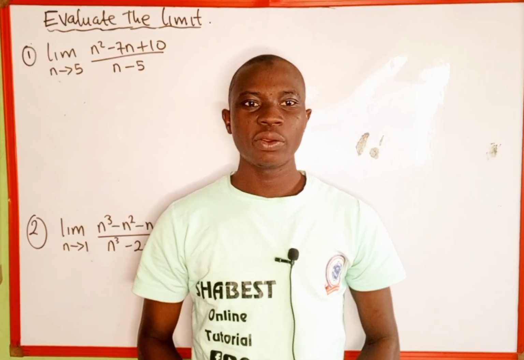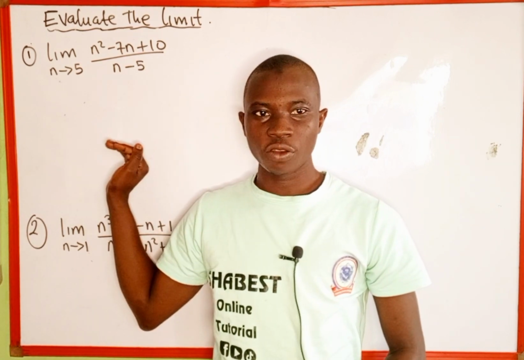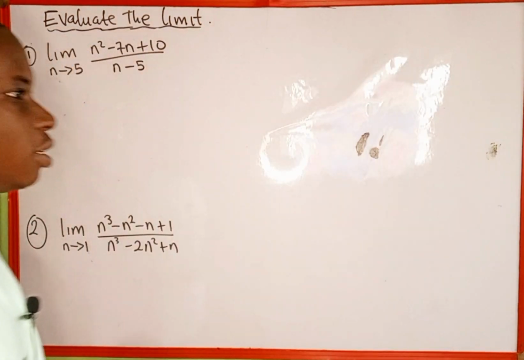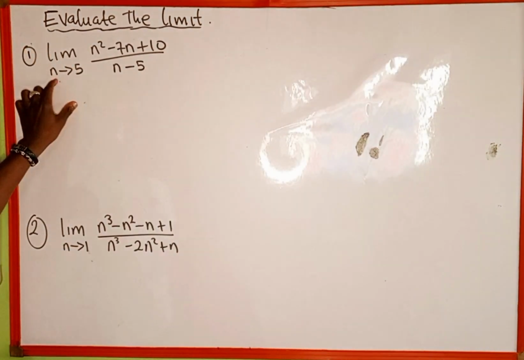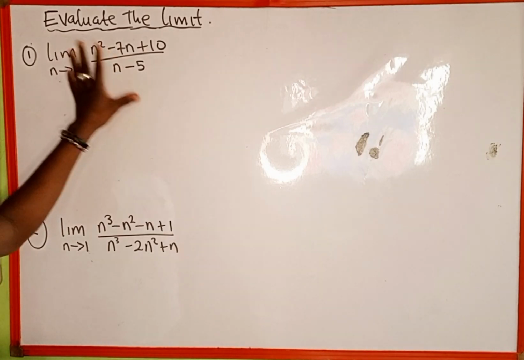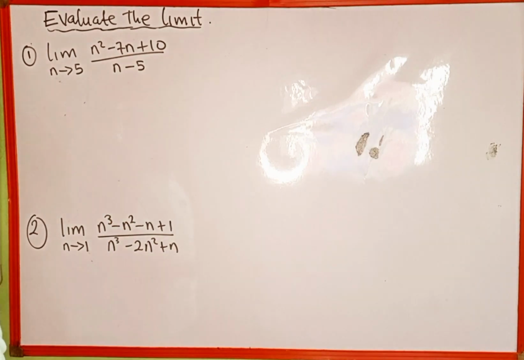In today's tutorial, we're going to learn how to use L'Hopital rule to evaluate the limit of this indeterminate function. Why do we say the function is indeterminate? Because if you look at this limit, n approaches 5. When we do direct substitution, we're going to arrive at 0 over 0, which is undefined. This is what we call an indeterminate function.